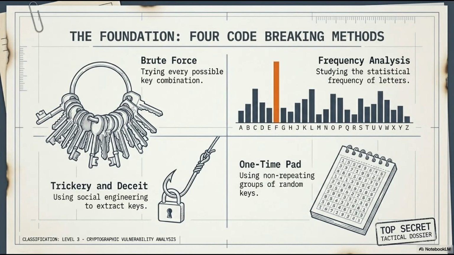Four code-breaking methods. Okay, so this slide breaks down four very different approaches. The first one is brute force, which is just systematically trying every possible key combination. Just hammering at it until something clicks. Literally. Then you have frequency analysis. This is where you study the statistical frequency of letters or groups of letters in the scrambled text, because in any written language, certain combinations occur more often.